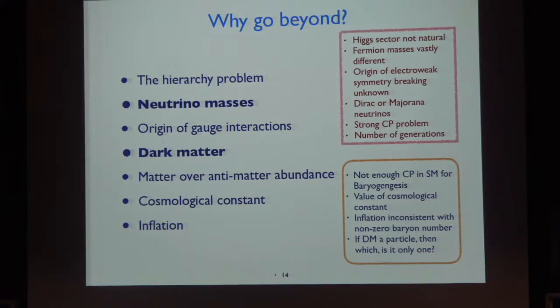But then the natural problems within the little hierarchy problem, let's say within the masses of the fermions, gets bigger. The origin of the gauge interactions, we know they're there, but we don't know where they came to be. And obviously dark matter. Then there's the baryogenesis of the matter over antimatter abundance, the cosmological constant, and inflation. So these three relate directly to particle physics. The Higgs sector is not natural, as I said.